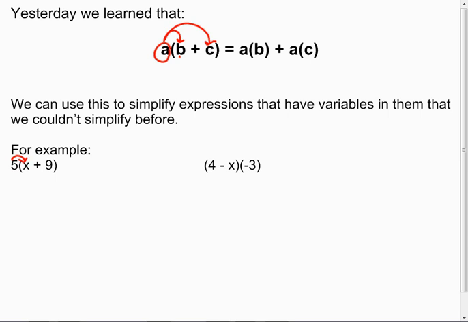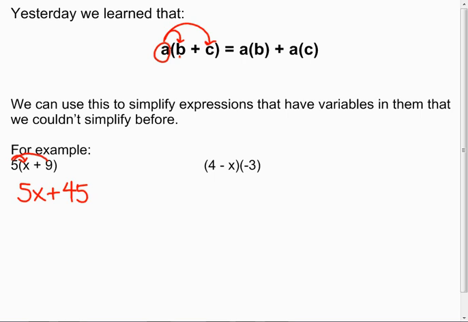So what's this going to give me? Keaton, what's this going to give me? 5x plus 45. Is this easy or hard? You need to write these down. Now, this one's a little trickier. You don't like that negative 3 there.